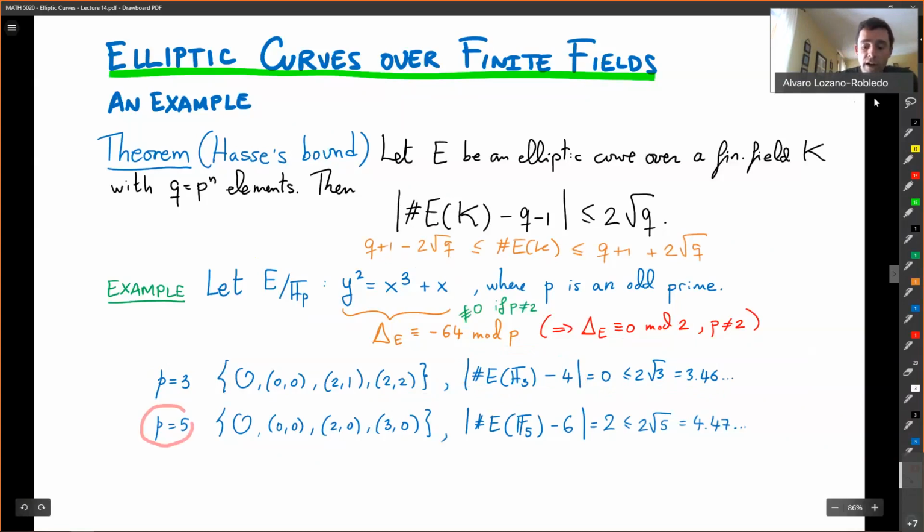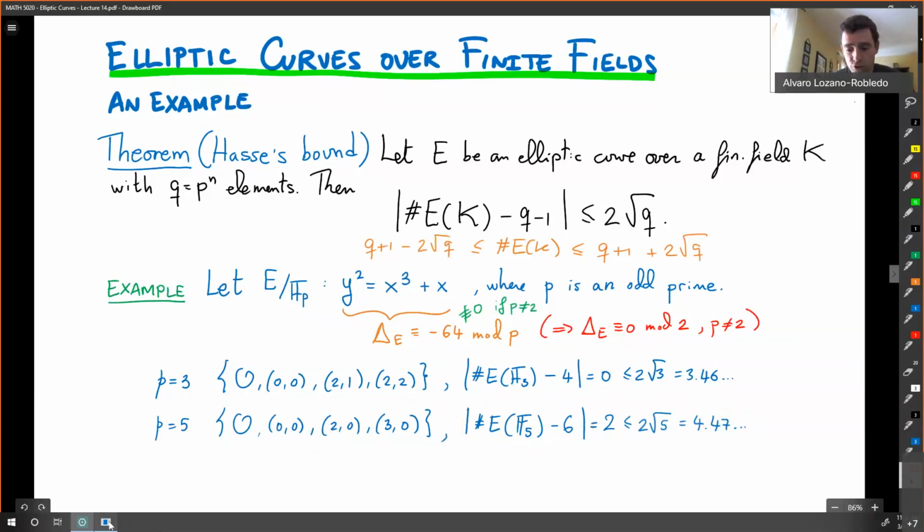With p equals 5, we actually also have 4 points. You can check that those are all the points. And now the bound tells you that this should be about 6 points. So we are a little bit deficient on points. The difference is minus 2, and the absolute value is 2, and 2 is less than the error that Hasse gives you. Okay, you can do this. I've actually computed a bunch of primes.